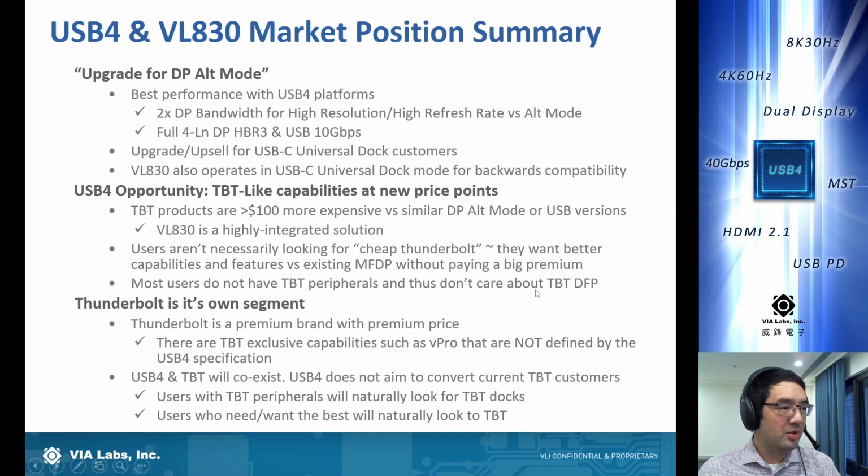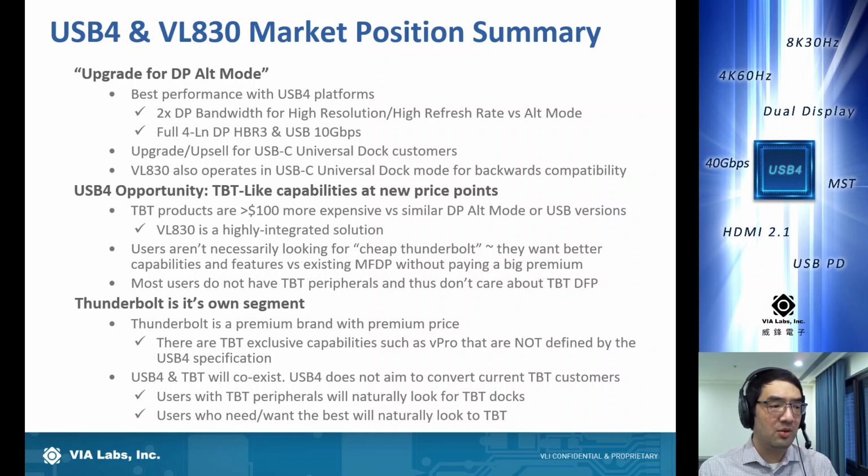So the USB 4 opportunity, in our opinion, provides Thunderbolt-like capabilities, but at a new price point. We've noticed that there is a price gap with Thunderbolt products versus similar DP alt mode and USB products. And that's where we're expecting the opportunity to be. We feel that end users aren't necessarily looking for cheaper Thunderbolt. They're really just looking for better capabilities versus the existing multifunction DP products, and they don't necessarily want to pay a big premium for that.